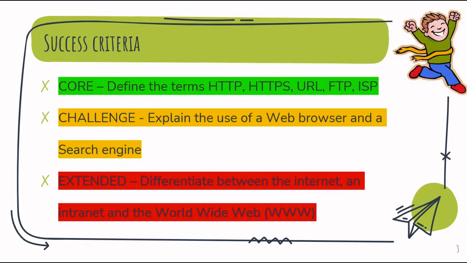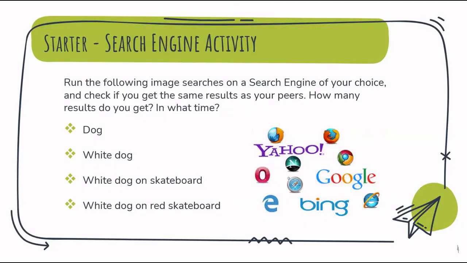The success criteria that you need to aim for in this lesson is be able to at least define the terms HTTP, HTTPS, URL, FTP and ISP and be able to explain the use of a web browser and a search engine. And as an extension, you could also be able to differentiate between internet, intranet and www.